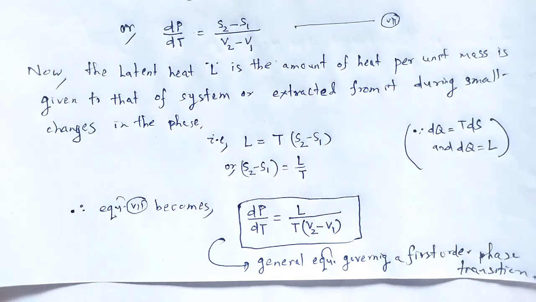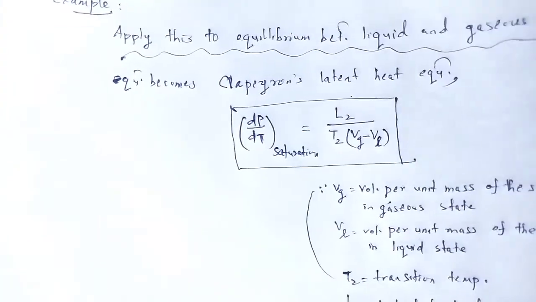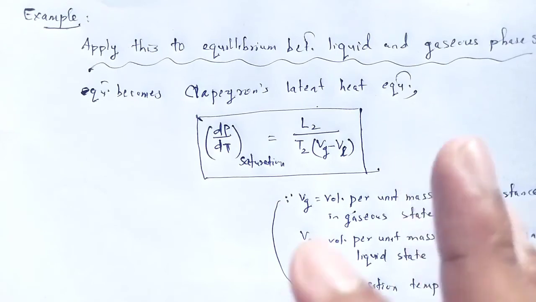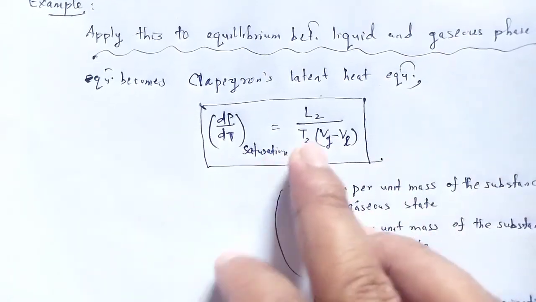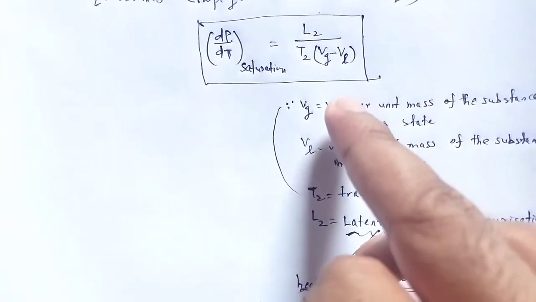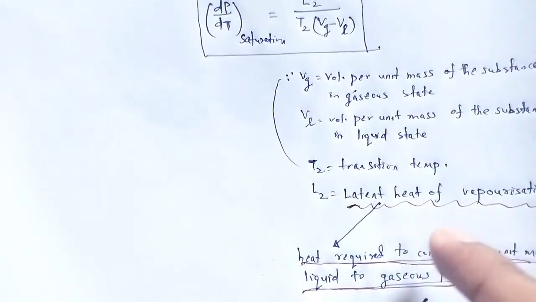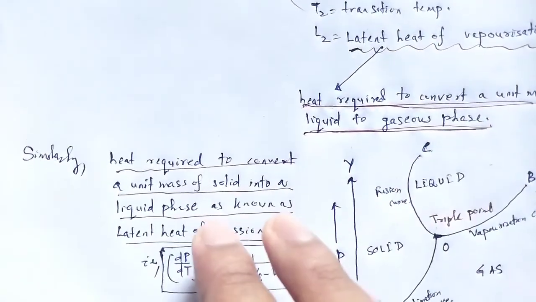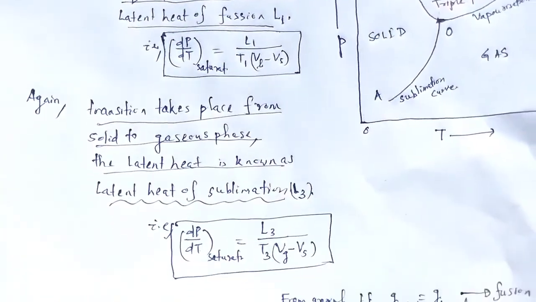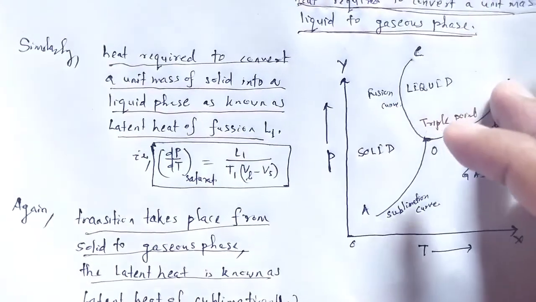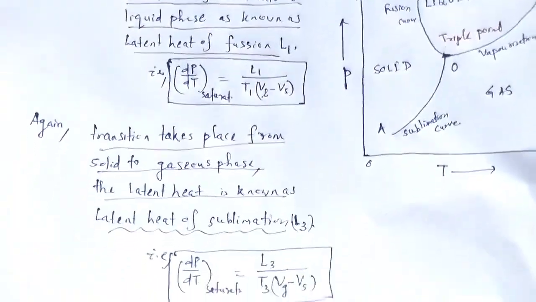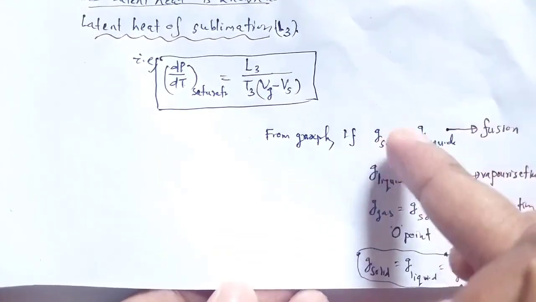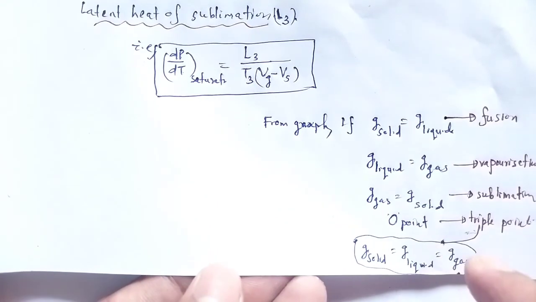Using that general equation, we took an example of equilibrium between liquid and gaseous phase. That equation changes to Clapeyron's latent heat equation, with parameters Vg, Vl, T2 and L2, which gives the latent heat of vaporization, latent heat of fusion and latent heat of sublimation. These three phenomena are shown in the graph, and we considered each phenomenon with its corresponding mathematical relation.